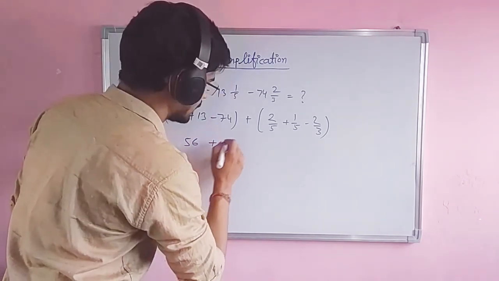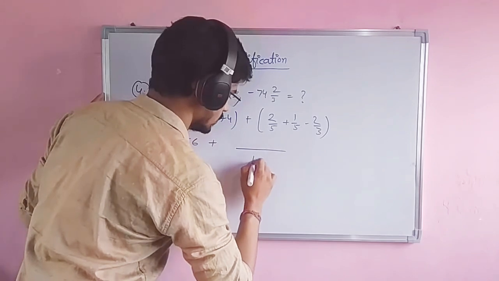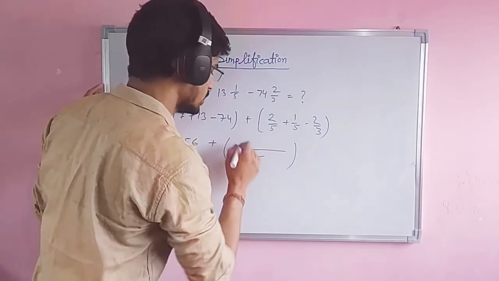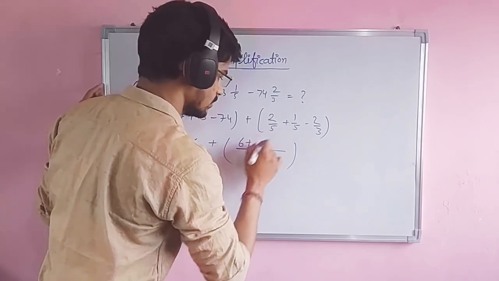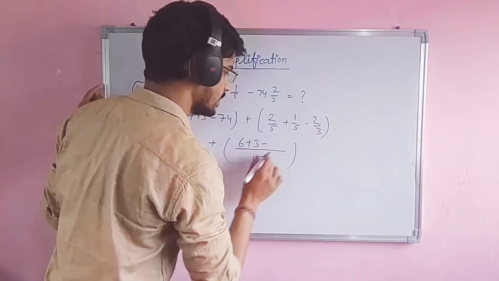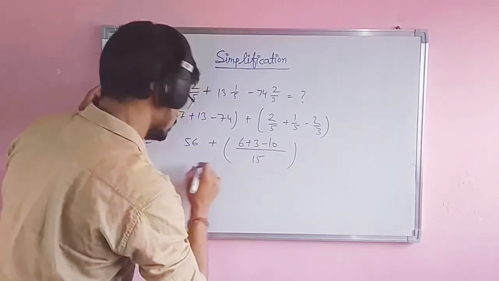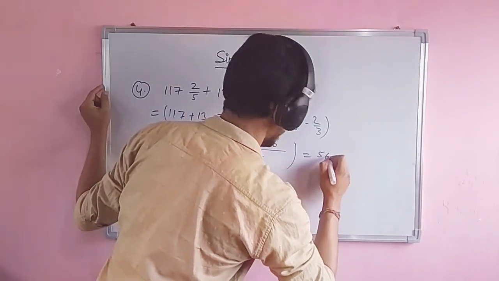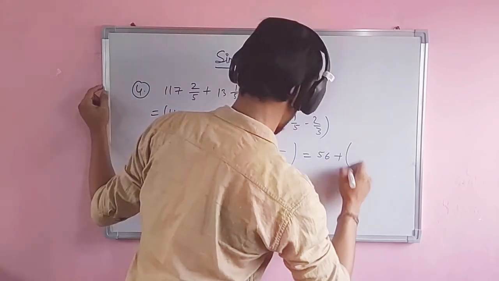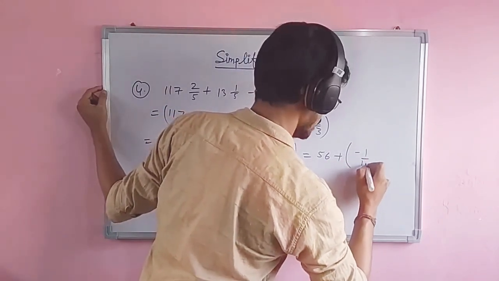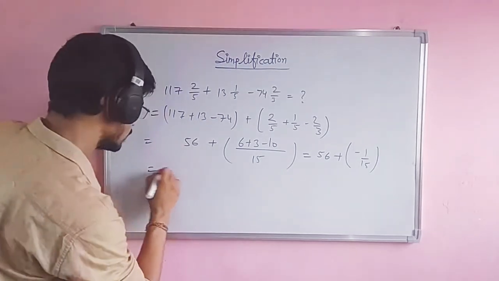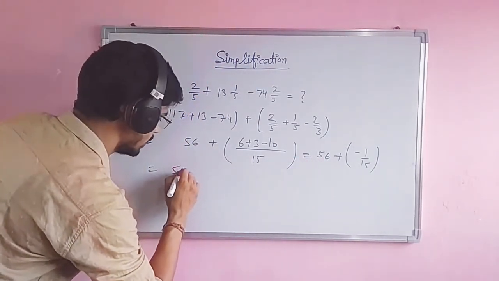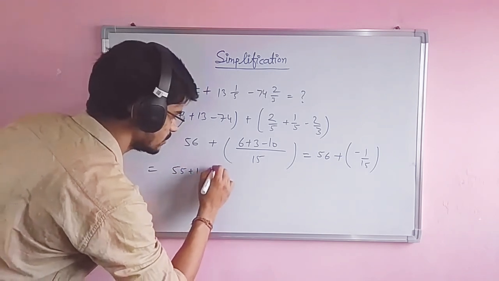56 plus, here's the LCM of 5 and 3, which is 15. 5 3s are 15, 6 plus 3 minus 3 5s are 15, 10. So 56 plus minus 1/15 equals, here break the 56 into 2 parts: 55 plus 1 minus 1/15.